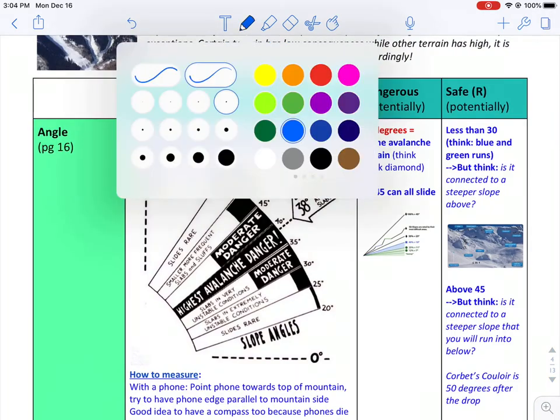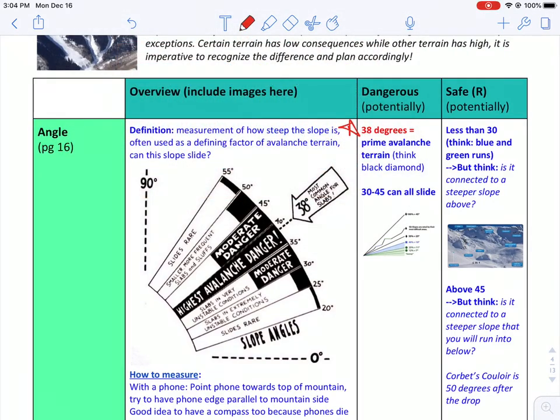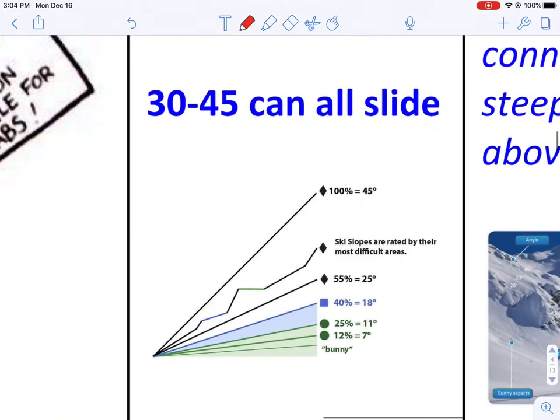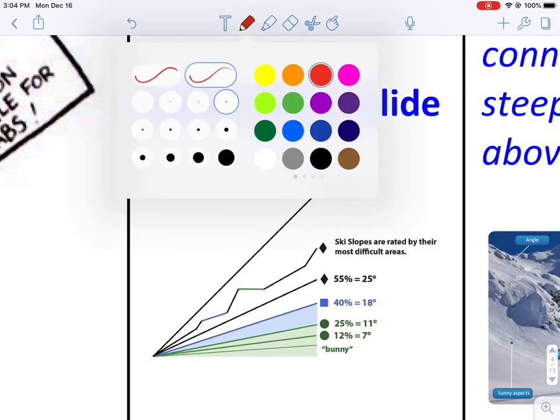Now, the dangerous sweet spot for angle is 38 degrees. This is prime avalanche terrain. This would be like a black diamond run. Now, 30 to 45 degrees is the range of slopes that really slide. And so if you think, how does that relate to skiing hills?